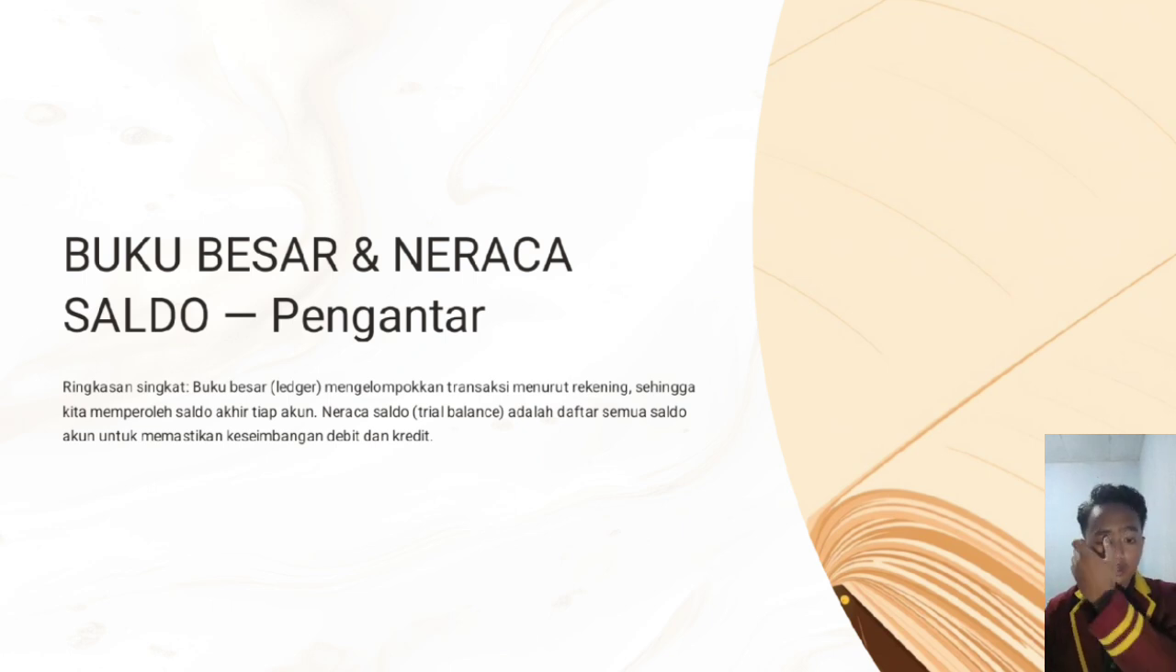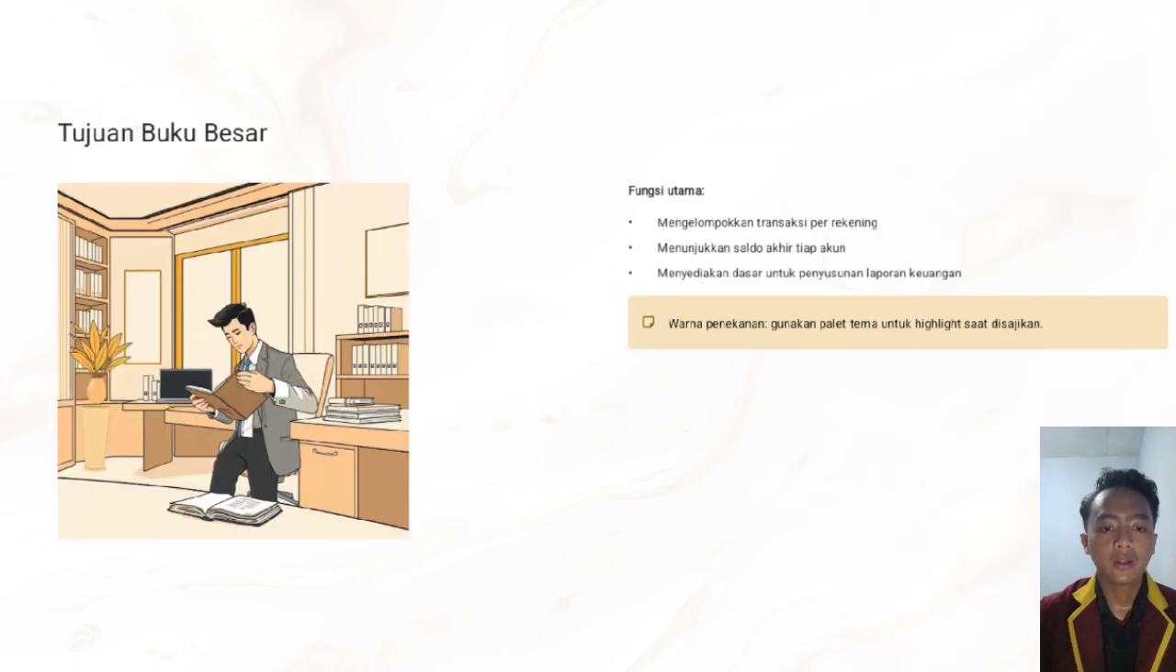The ledger groups financial transactions according to each account, allowing us to determine the final balance of every account. Meanwhile, the trial balance is a list that shows all accounts' balances to make sure that the total debits and credits are equal. In short, both the ledger and the trial balance play an important role in maintaining accurate financial records and ensuring balance in accounting.